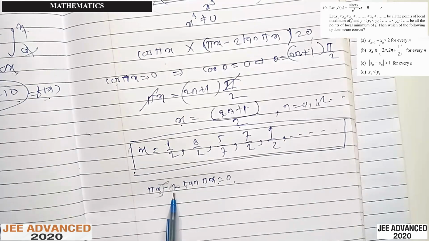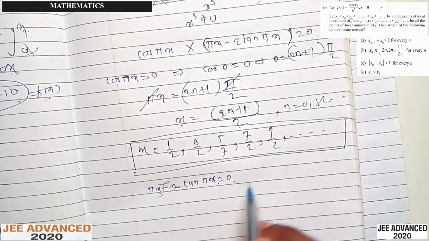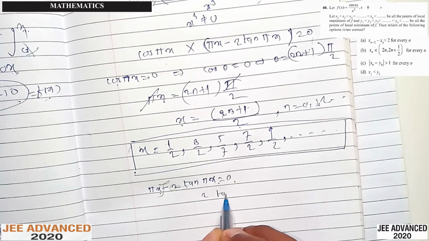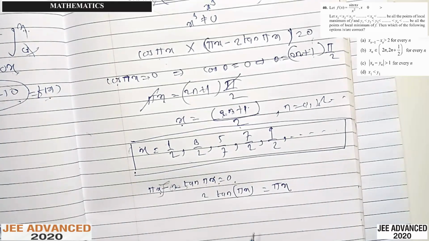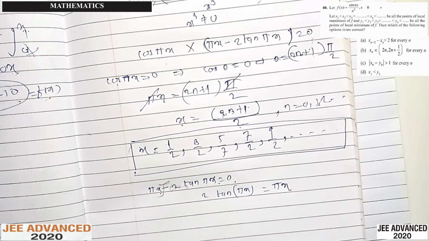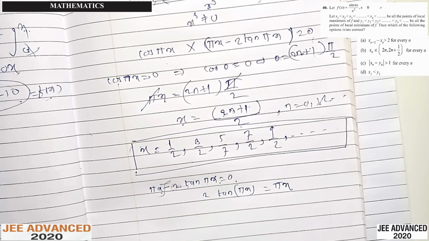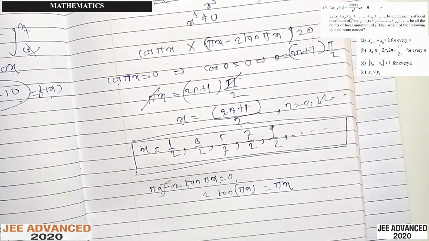So for that we have to simplify this term. Take pi x to the other side, so we'll get 2 times tan pi x, which is equal to pi x. Now still it is difficult to find the value. So for finding such zeros of our trigonometric equations, we have to plot the graph, because graphical presentation is very useful for finding such solutions.